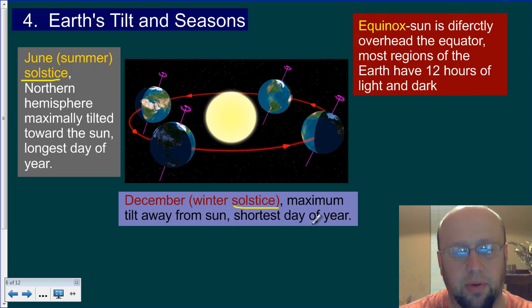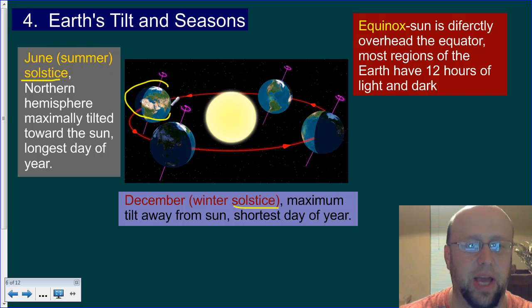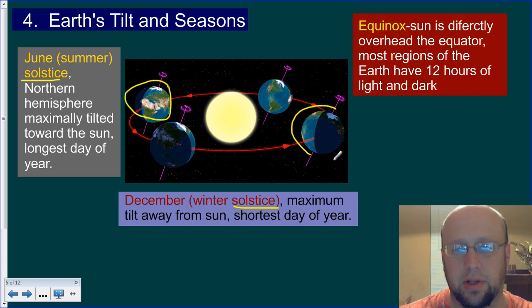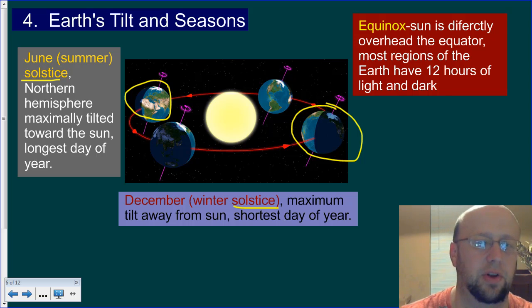And then in December, we've got the winter solstice, which is the maximum tilt away from the sun. And so therefore, we're going to get the shortest day of the year. So in June, the summer solstice, maximum facing towards the sun. December, least amount of facing towards the sun for the northern hemisphere. So just make sure you know those terms.